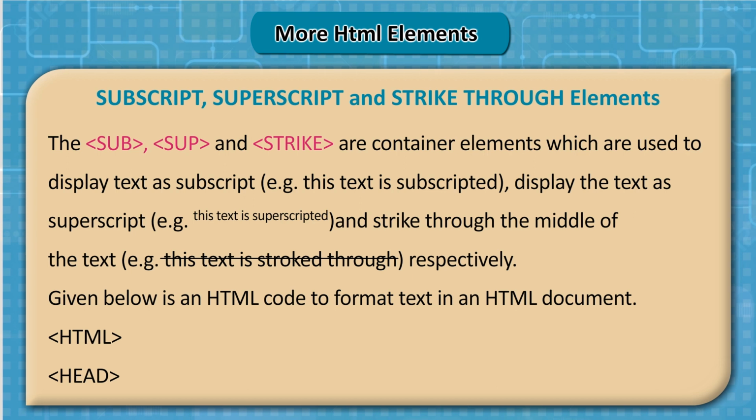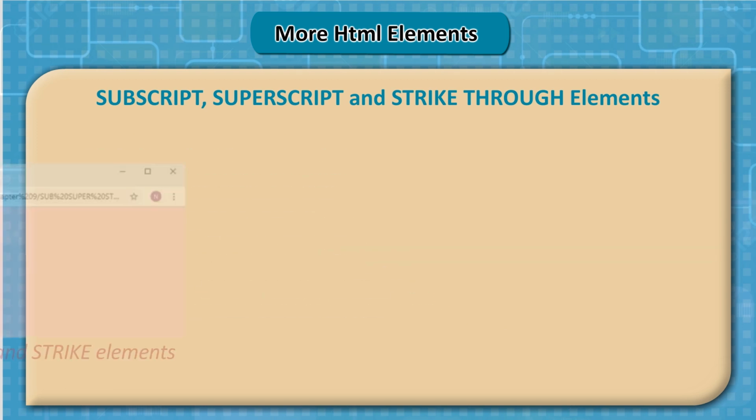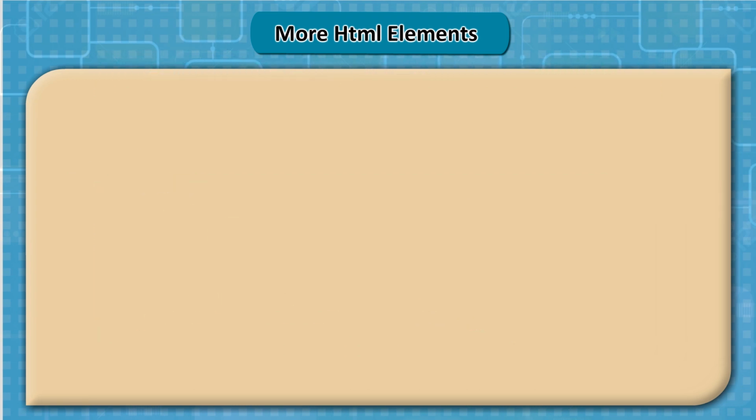Given below is an HTML code to format text in an HTML document. HTML. Head. Title other font elements /title. /head. Body color pink, text green. Sub, this text is subscripted /sub, br. Sup, this text is superscripted /sup, br. Strike, this text is stroked through /strike. /body. /HTML. Output of the HTML code for sub and strike elements.